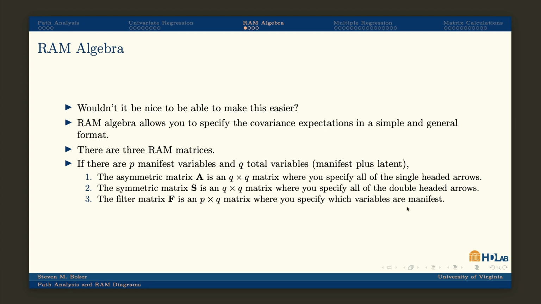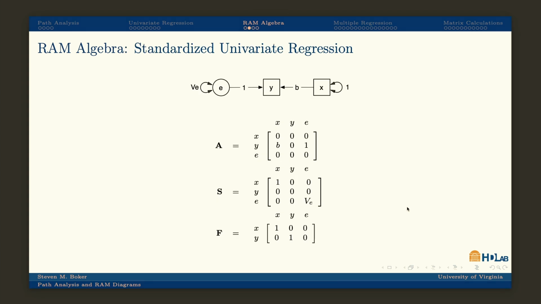And then there's the S matrix. It's the matrix of all the double-headed arrows. And the symmetric matrix, it always is symmetric. And then there's a filter matrix that at the end helps you decide which are latent variables and which are manifest variables. So 3 matrices. We build 3 matrices, and they look like this for this model.